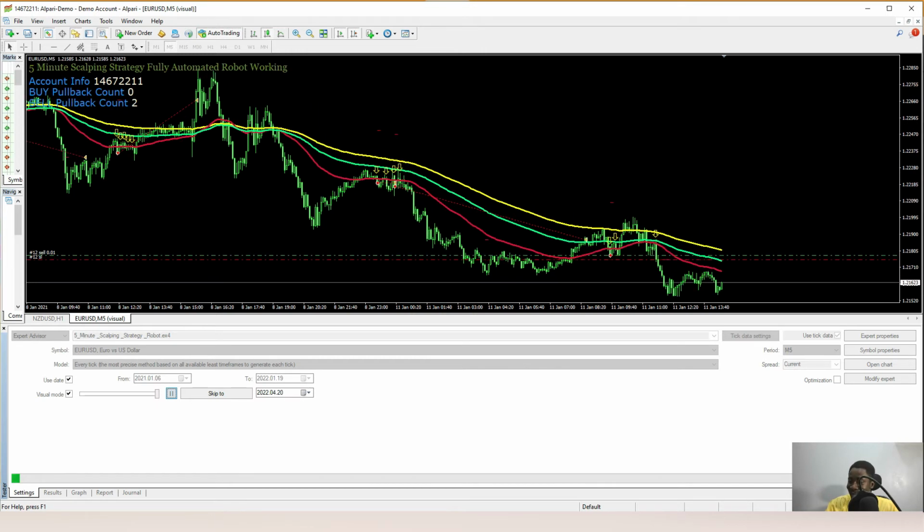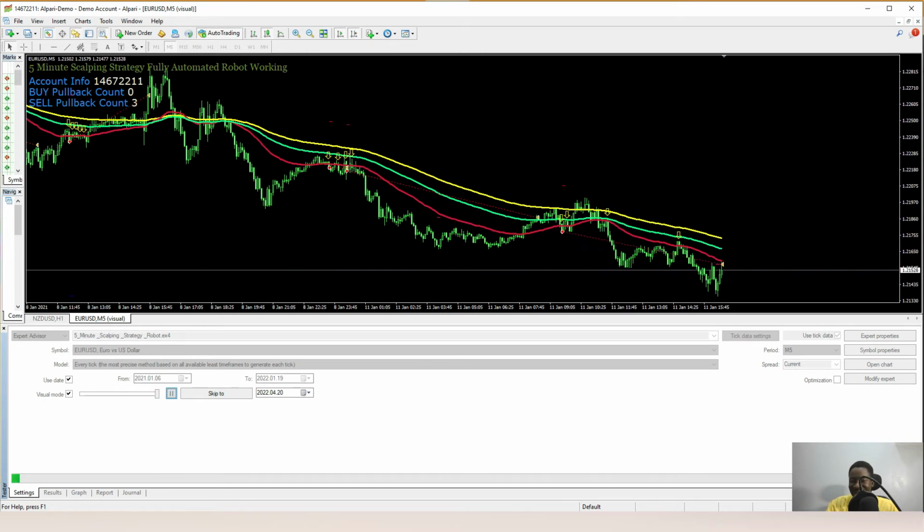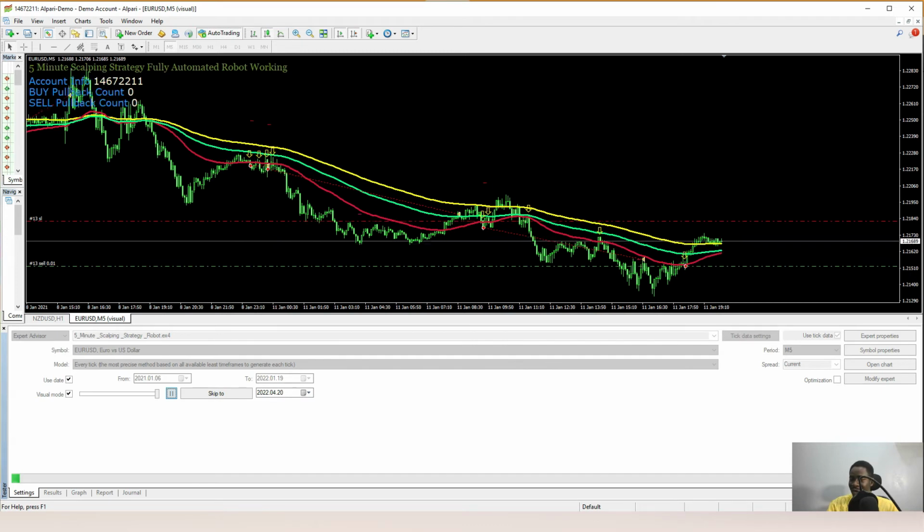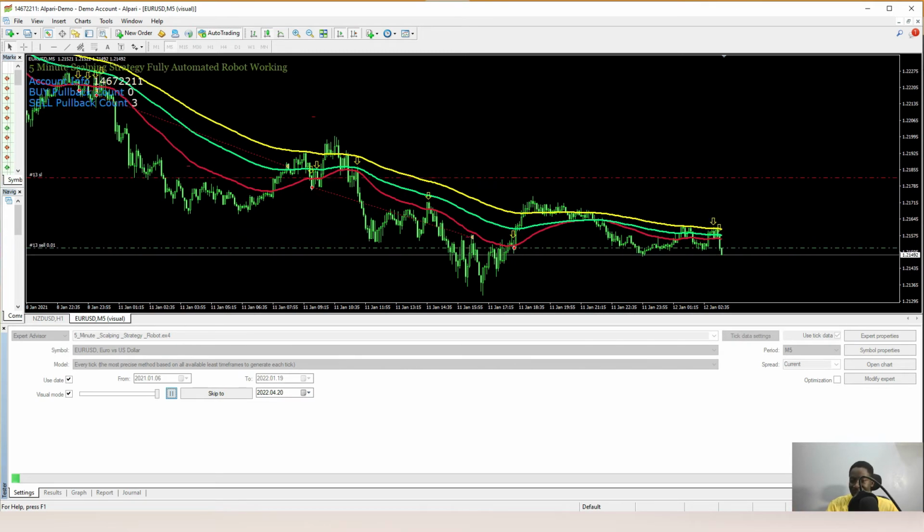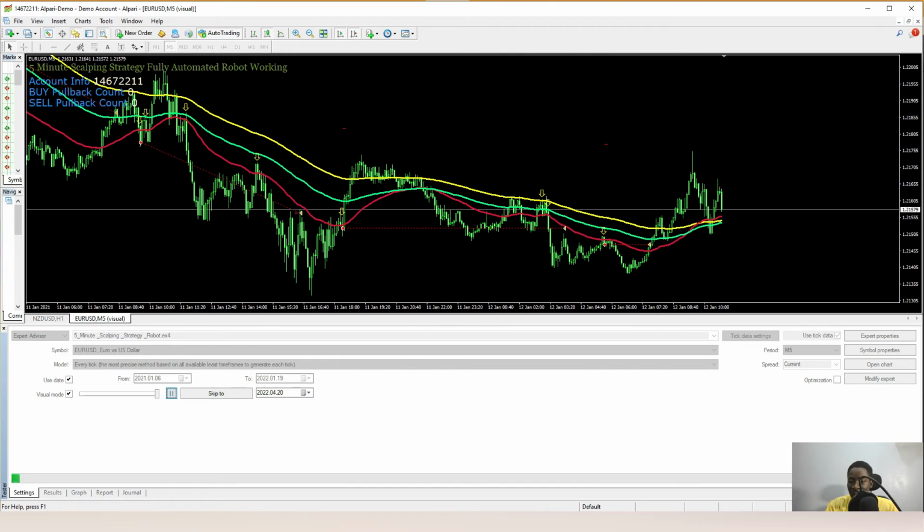You can also change your settings if you feel like. You can back test. You can just play with it until you feel comfortable with the particular settings. So you see that it's working perfectly.